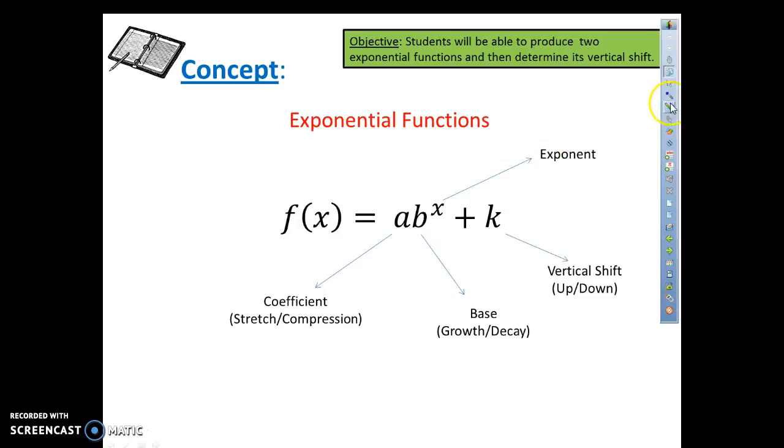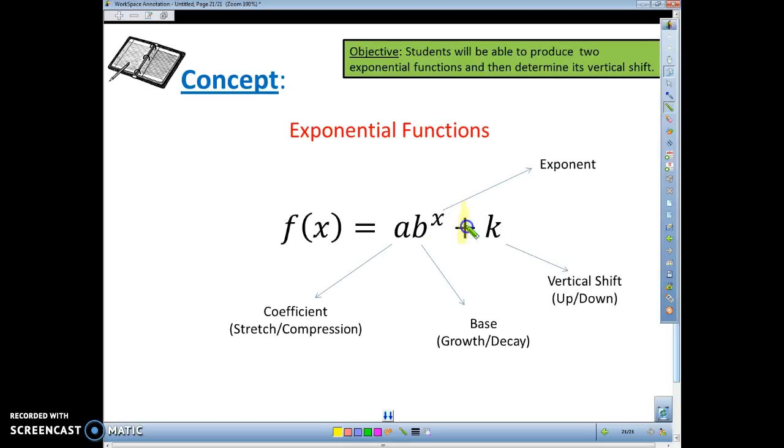And I really highlight this fact. This is our new information today. The k value is the vertical shift. It controls if we go up or if we go down.